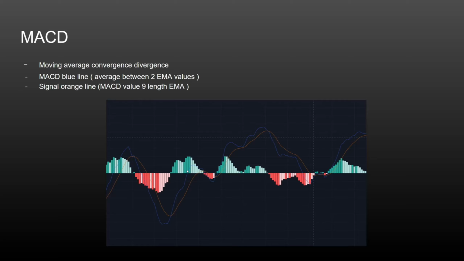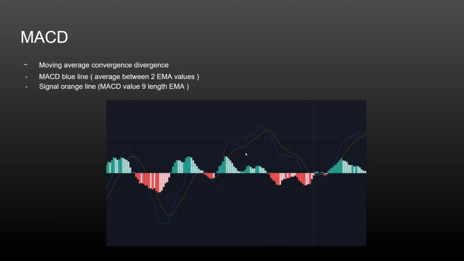The orange line is by default a 9-length EMA based on the value of the blue line, the MACD line. And that's how you can easily read the momentum of the market. You also have the histogram, which are the green and the red bars. They are calculated by the difference between the blue and the orange line. So the further they separate, the higher the bars will be.